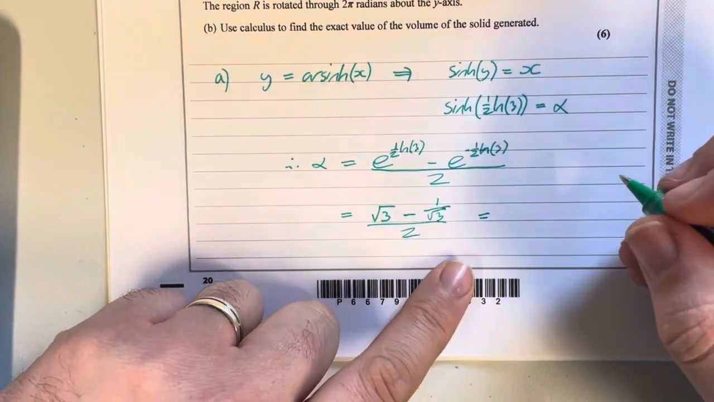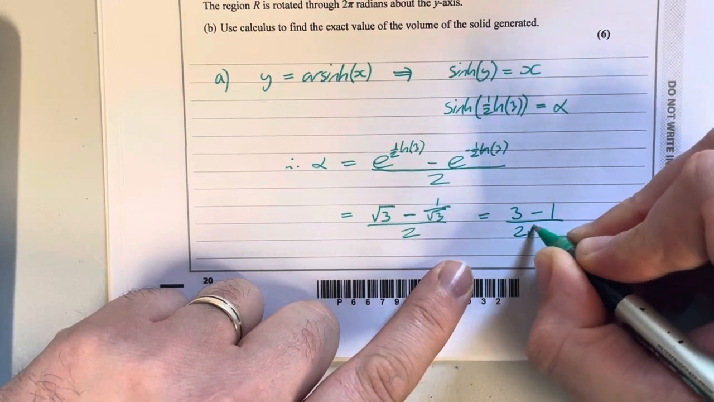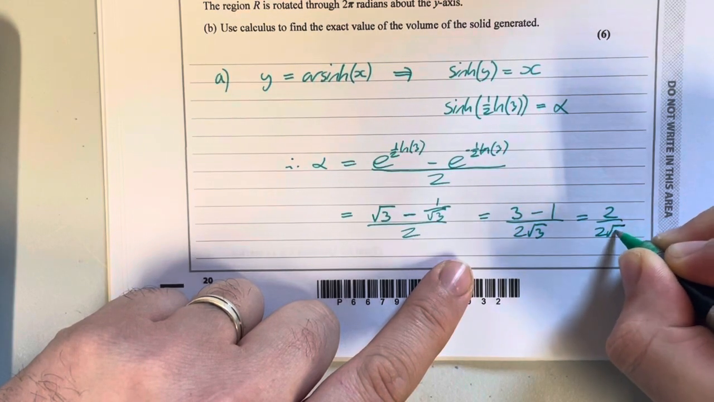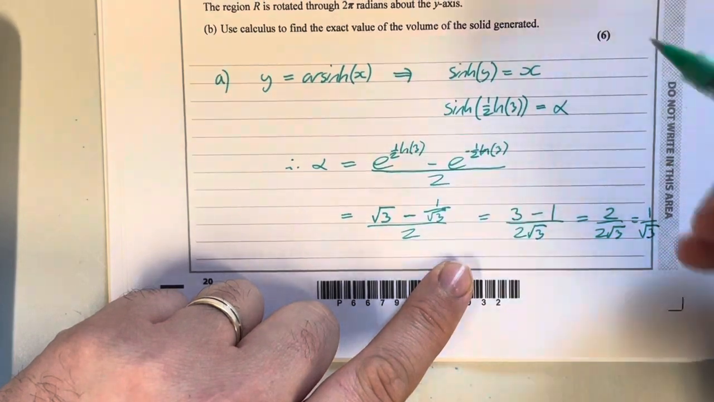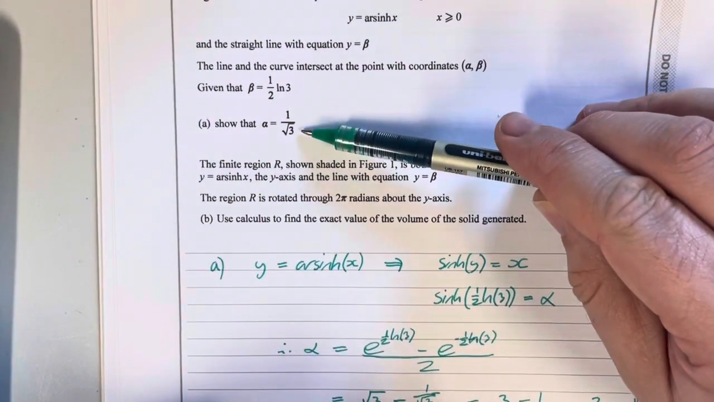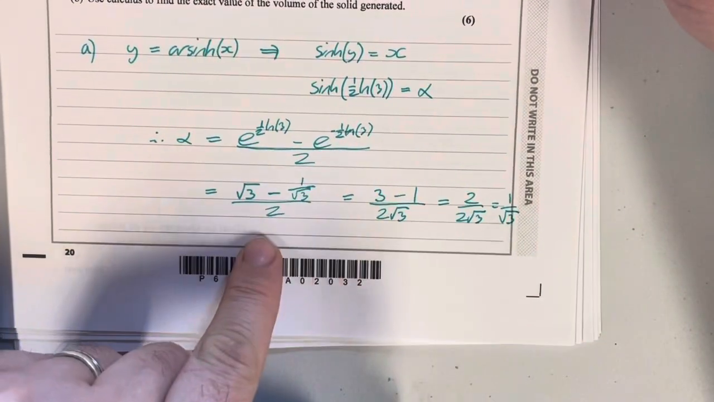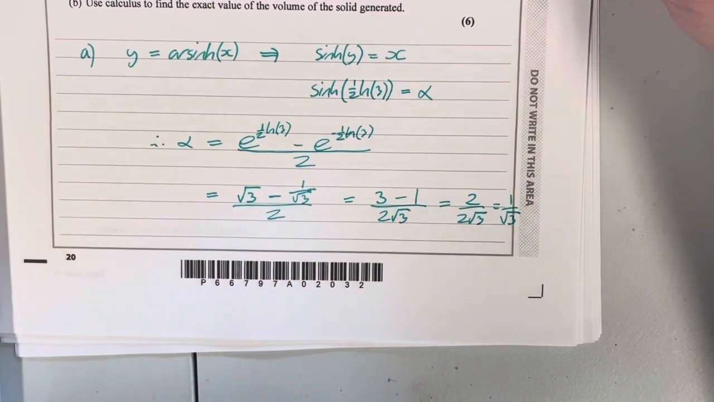Timesing top and bottom of that fraction by root 3, I'll get 3 minus 1 divided by 2 root 3, equals 2 over 2 root 3, which equals 1 on root 3, which is exactly what the question says alpha should be. So alpha is 1 on root 3, and we've shown that. Showing this working proves to the examiner that you've actually carried out the calculation, as opposed to just stating the answer.